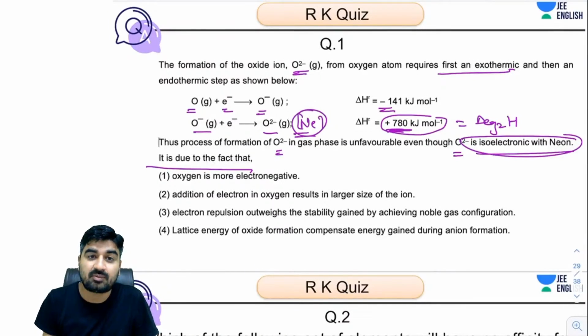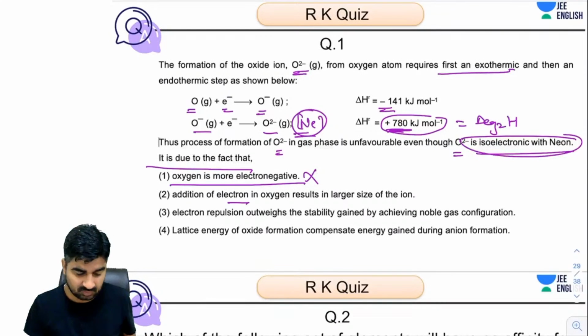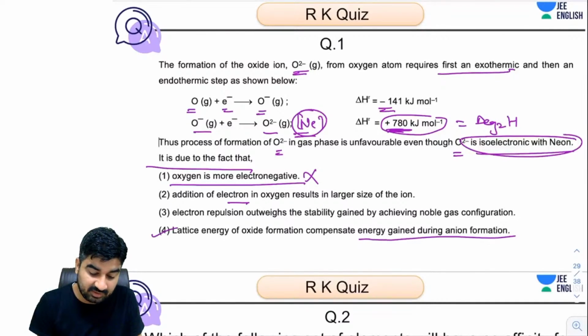It says it does not want to accept at all, although neon is stable. Why? So, oxygen is more electronegative? No. Addition of electron in oxygen results in larger size of ion? Yes, it causes that, but is it the reason? No. Electron repulsion outweighs the stability gained by achieving noble gas configuration. Lattice energy of oxide formation compensates the loss during anion formation. Actually, D will be the answer.